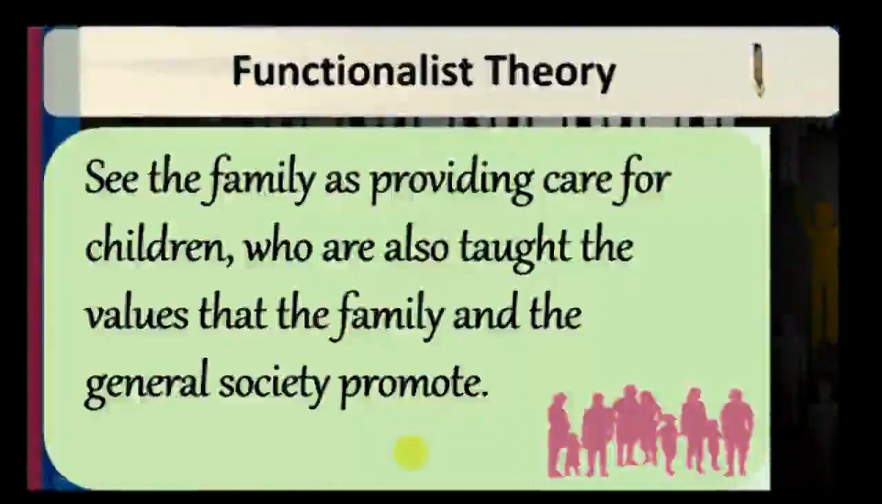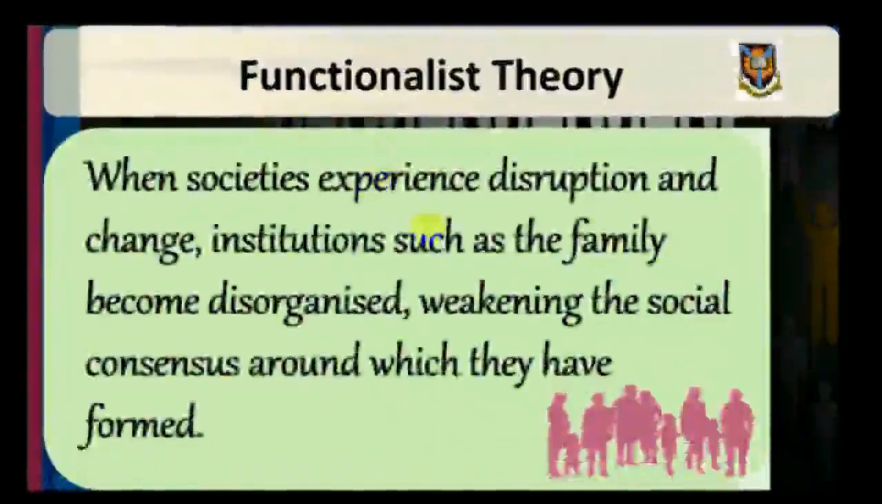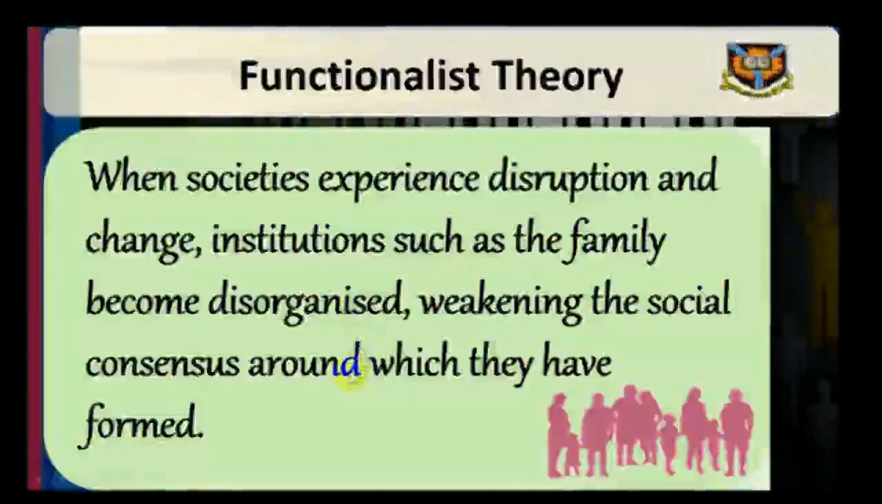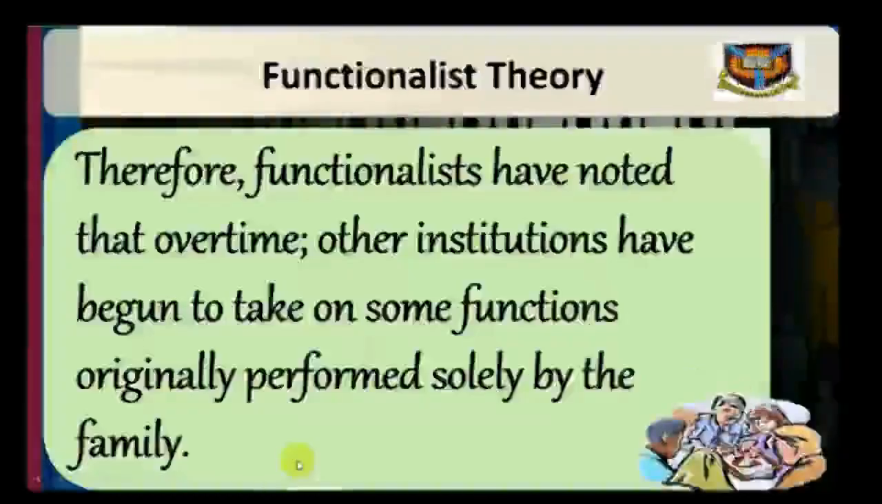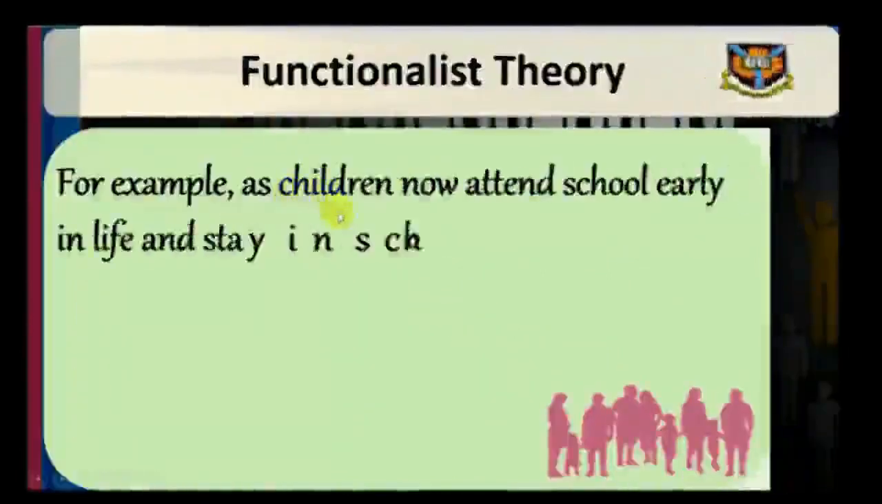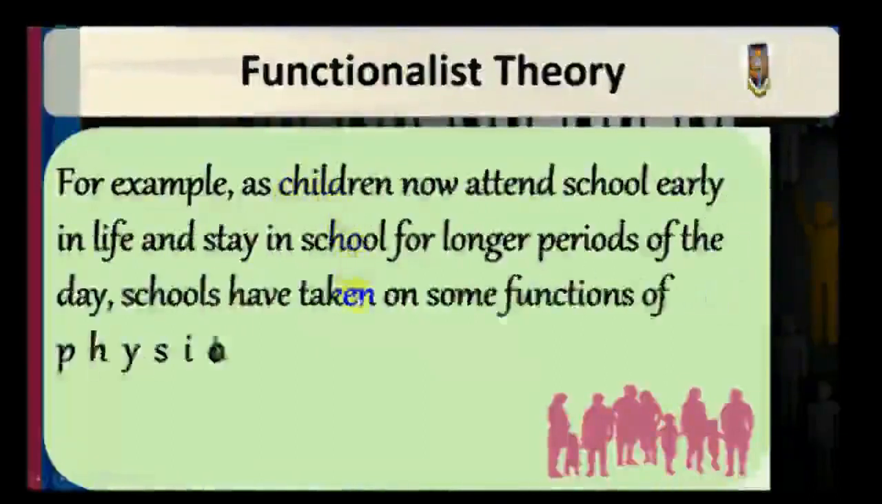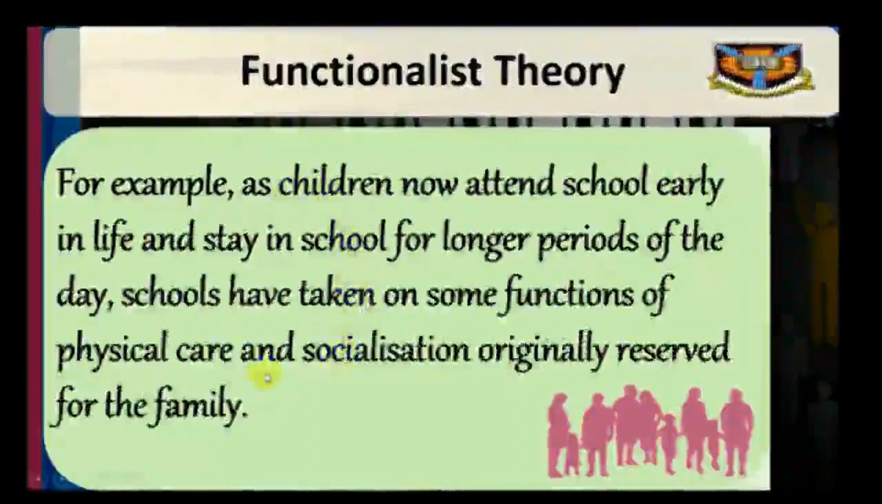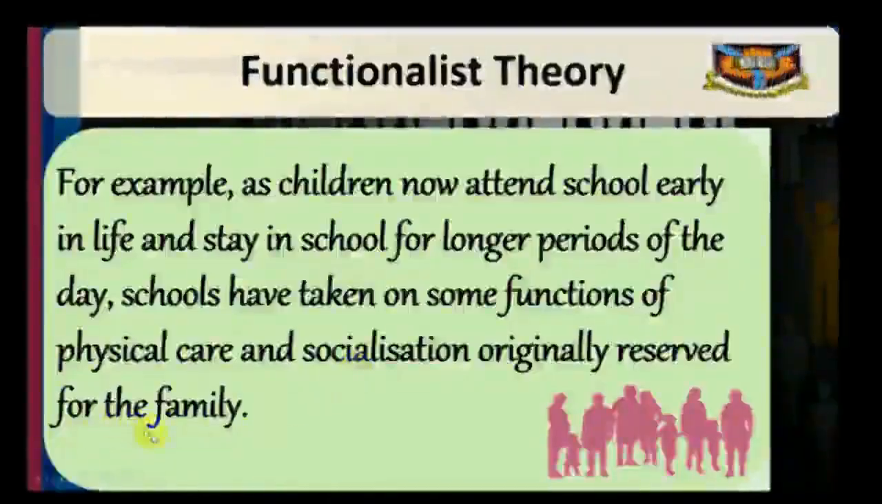Functionalists see that when societies experience disruption and change, institutions such as the family become disorganized, weakening the social consensus around which they have formed. Therefore, functionalists have noted that over time, other institutions have begun to take on some functions originally performed solely by the family. For example, as children now attend school early in life and stay in school for a longer period of the day, schools have taken on some functions of physical care and socialization originally reserved for the family.